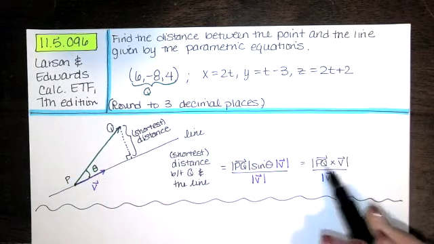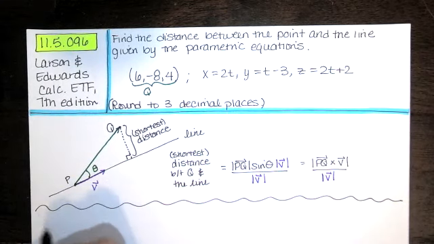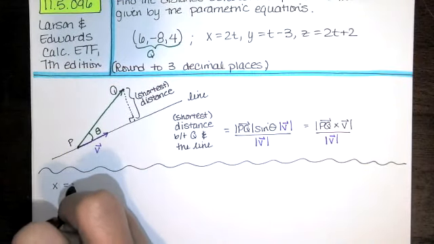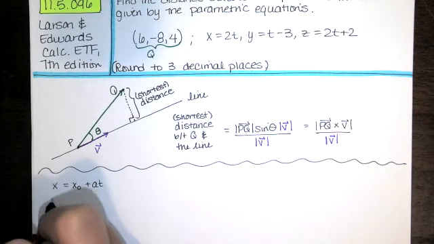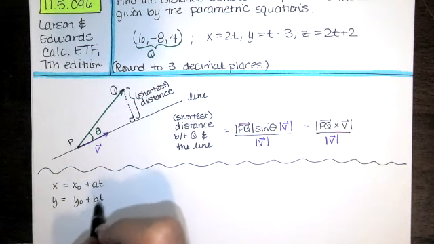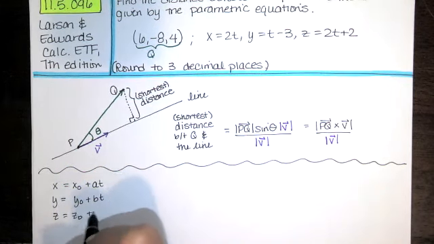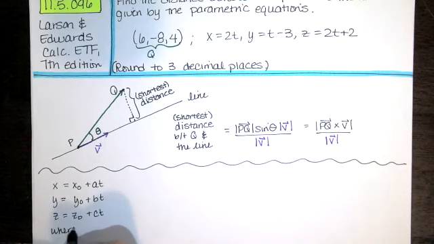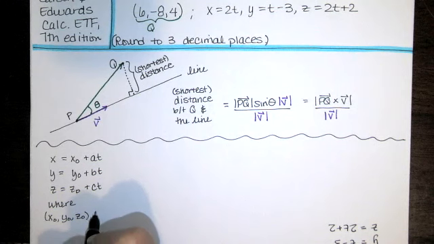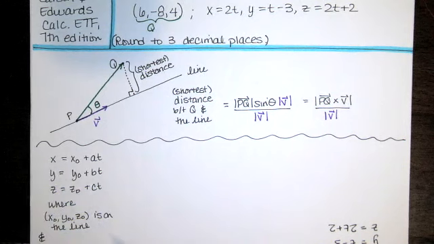Okay, so let's start by finding P and V. So remember when we talked about lines, we said that the parametric equations of a line could be written this way. X equals x naught plus at, y equals y naught plus bt, and z equals z naught plus ct. And this is where the line passes through a point x naught, y naught, z naught. So x naught, y naught, z naught is on the line. And the line has direction vector.